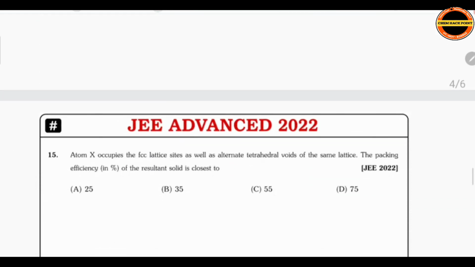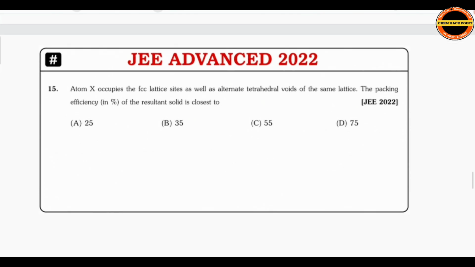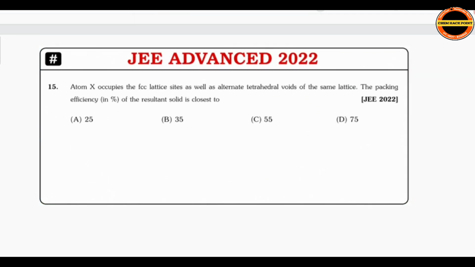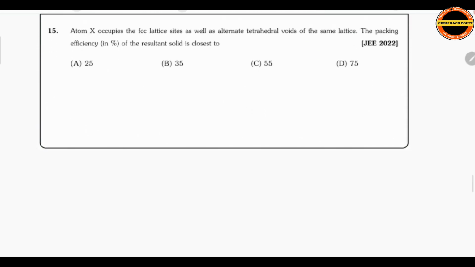Next, see the question here, a JEE Advanced 2022 question. Everyone please refer to the question. Atom X occupies the FCC lattice sites as well as alternate tetrahedral voids of the same lattice. The packing efficiency in percentage of the resultant solid is closest to. They are asking for the closest resultant packing efficiency. So see now. It is FCC. First of all, the FCC lattice.